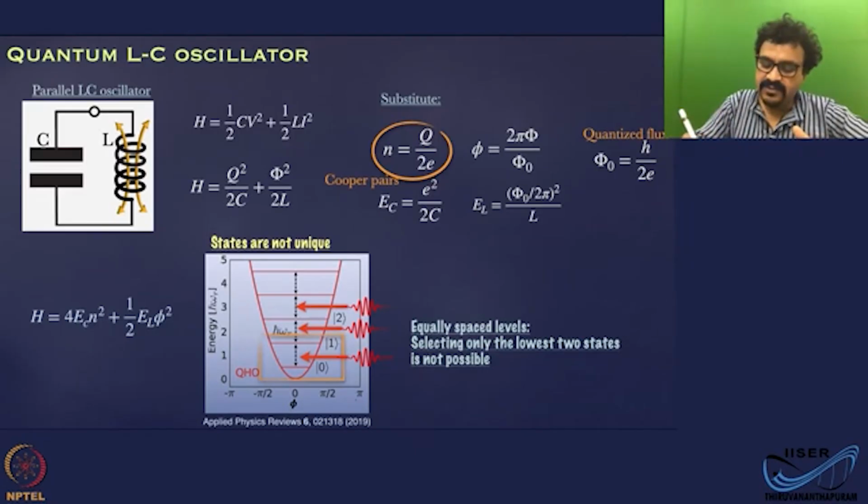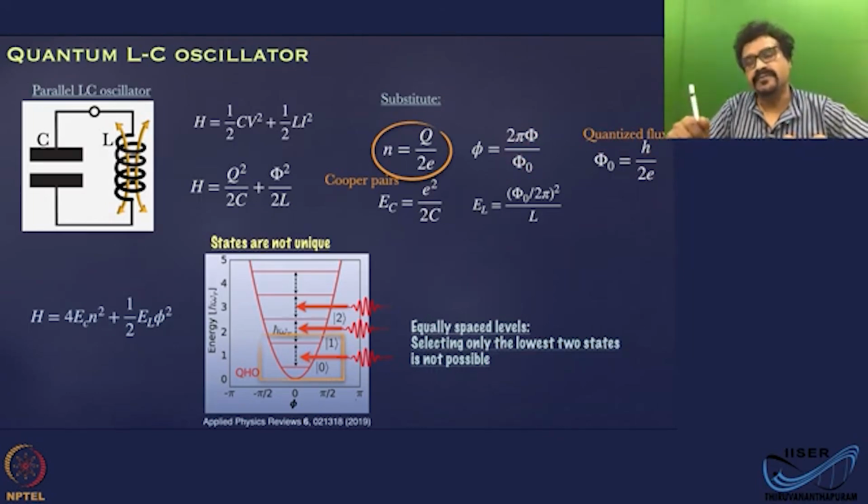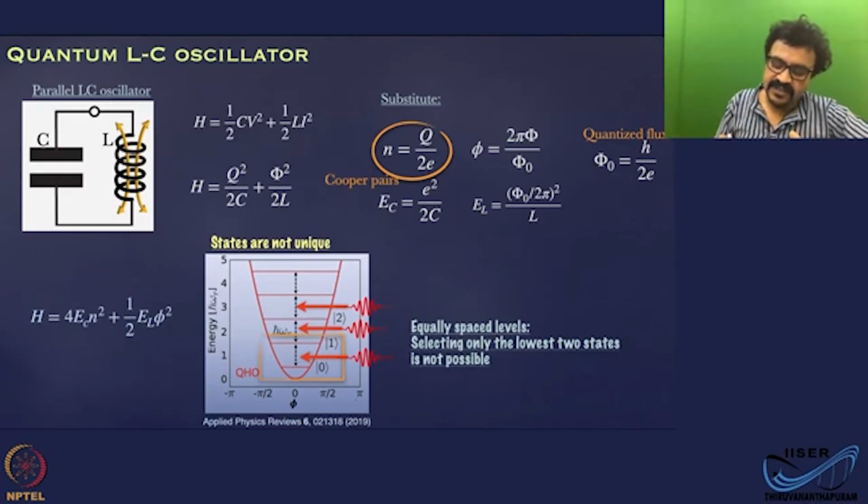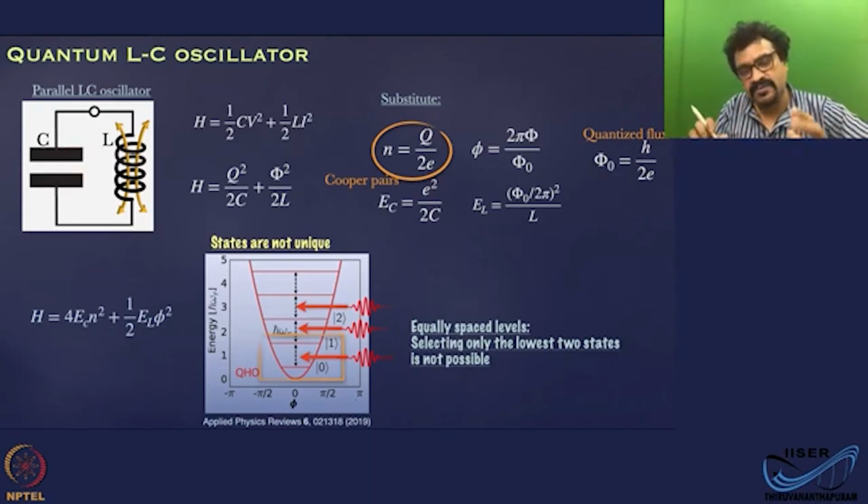And phi is 2 pi phi by phi 0. This small phi here is basically the phase term. Phi is the total flux and phi 0 is the quantized flux, or flux quantum, that is h by 2e. And the charging energy is e squared by 2C, because C is a capacitor, and we are assuming these are microscopic systems, so the charging energy can be significant. It's not a small quantity, and that also you need to consider. And E_L is the energy in the inductor, that is phi 0 by 2 pi, squared, divided by L.